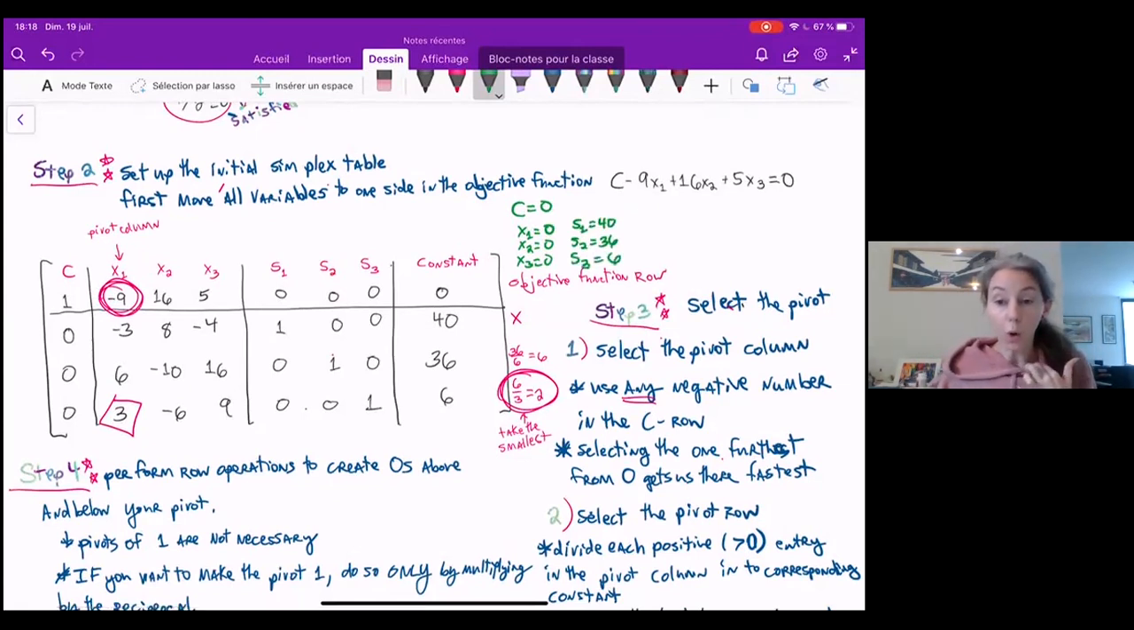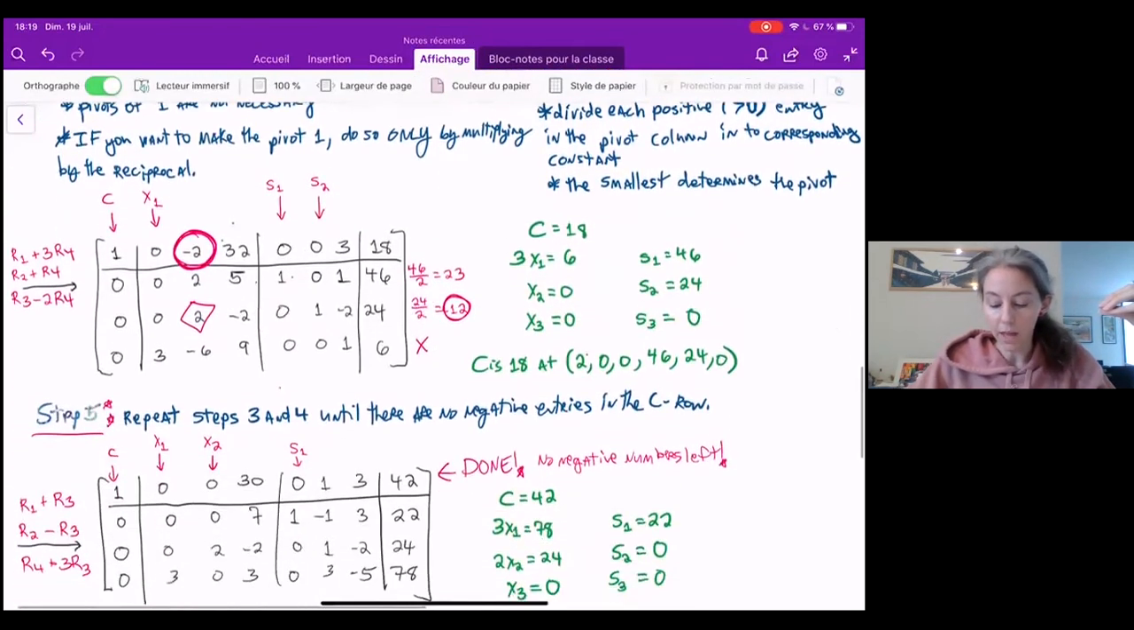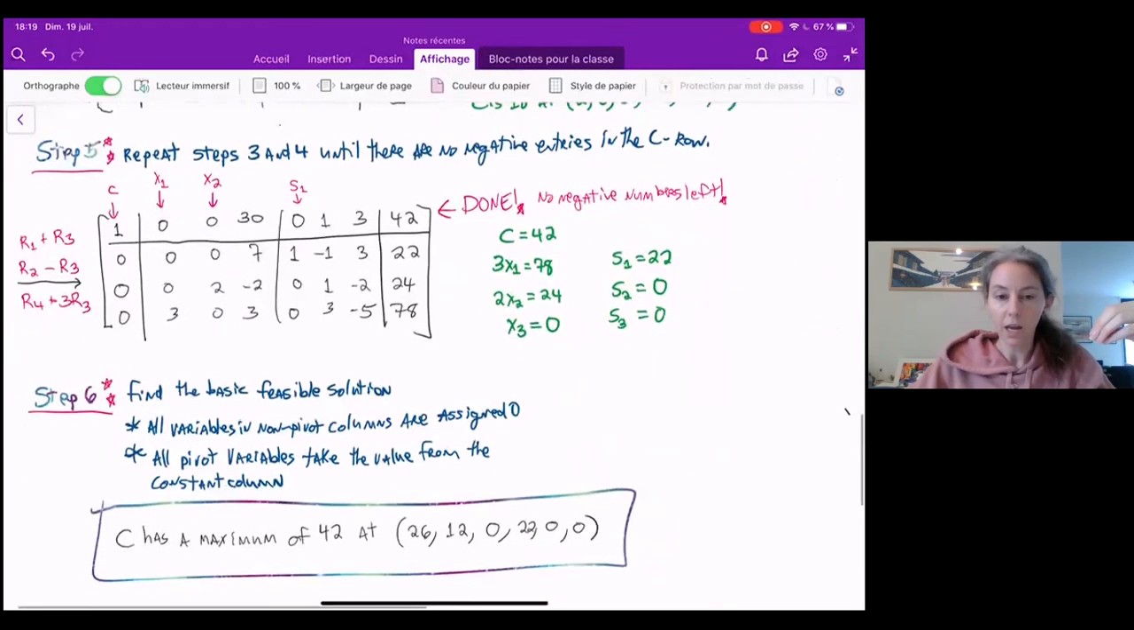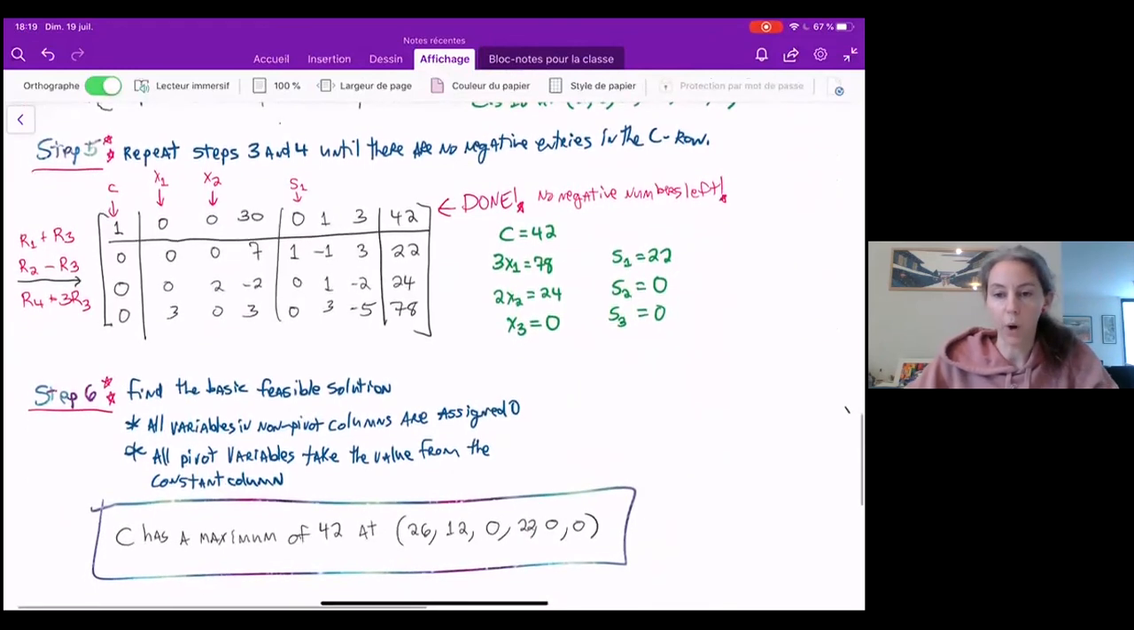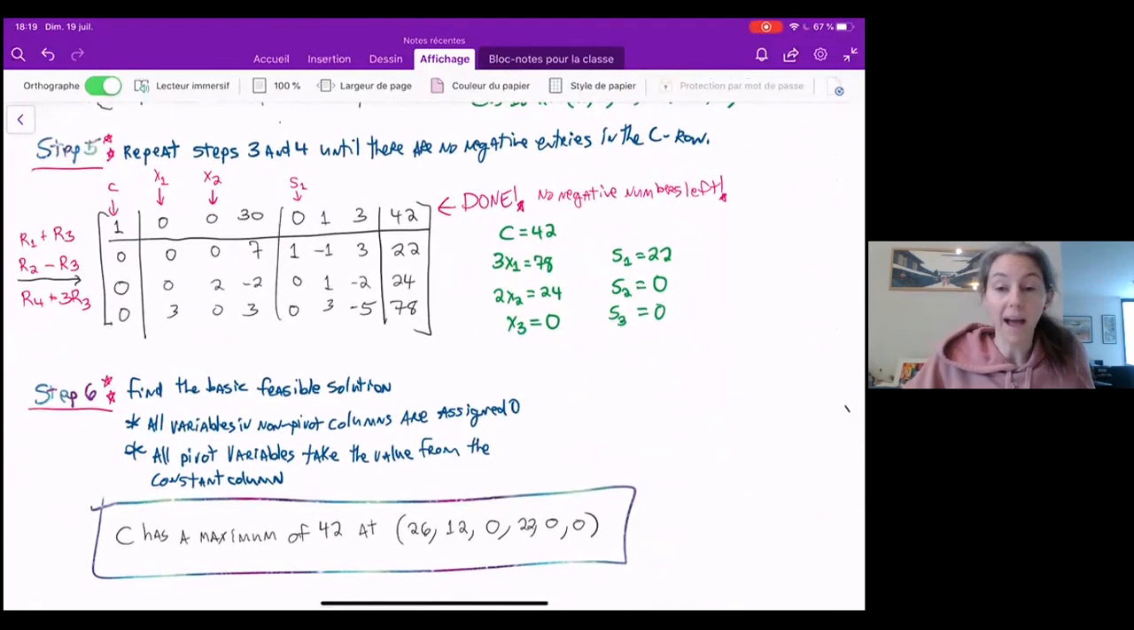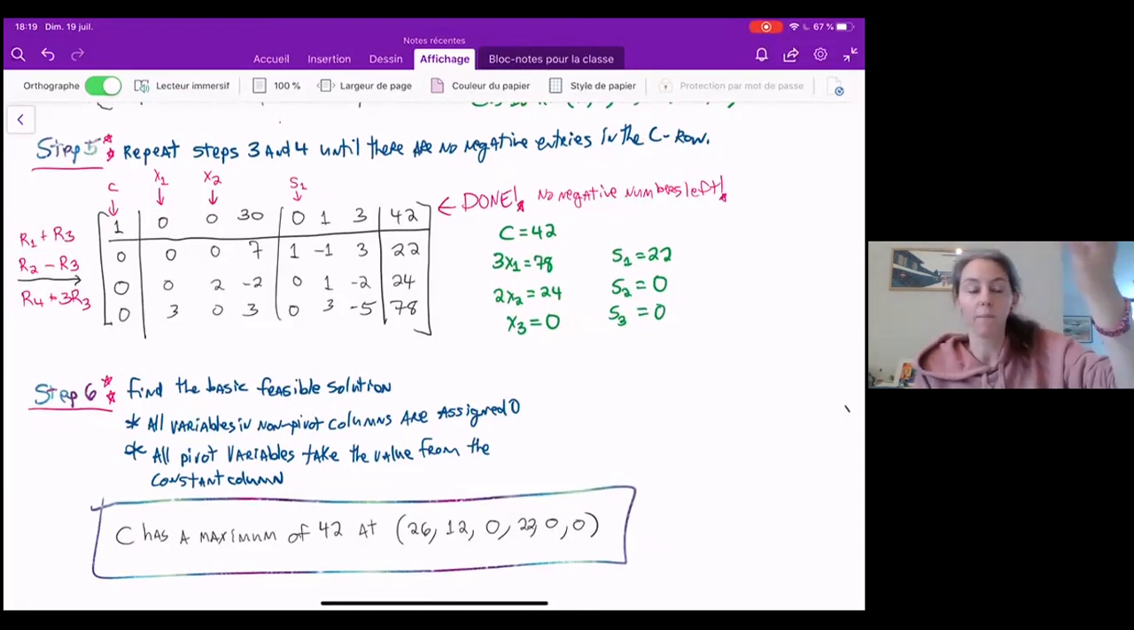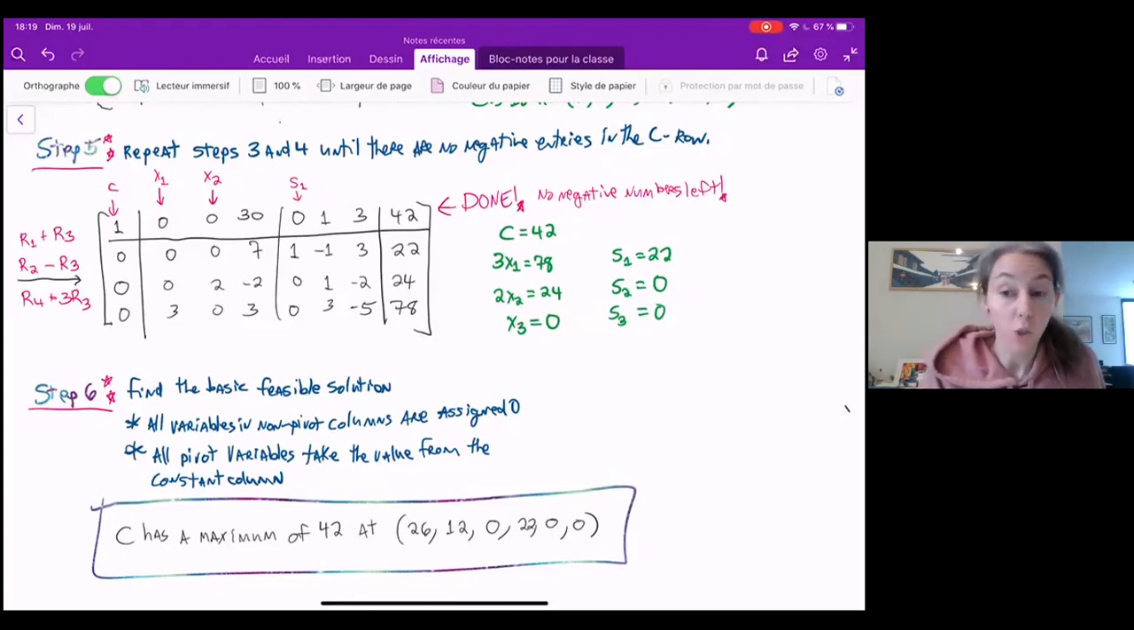Okay, so basically this is saying we started at the corner point 0, 0, 0, then we moved to 2, 0, 0. Then we moved to 26, 12, 0. And it turns out that that's the corner point that maximizes this. And the reason I can see that is because there are no negative numbers left in my objective function row. If I had a negative number yet left, then I would have a chance of making that even bigger up there by adding something from my pivot row. But there's not, so any row operation I do from now will actually cause that 42 to get smaller. So we kind of have found our maximum value.